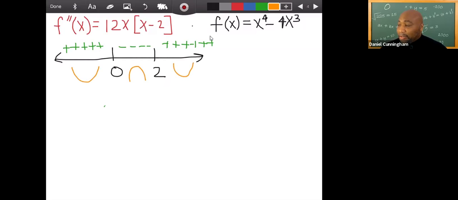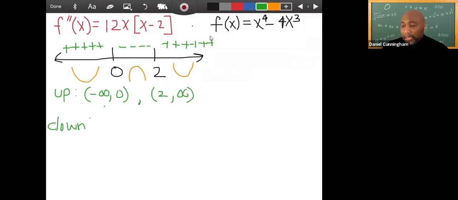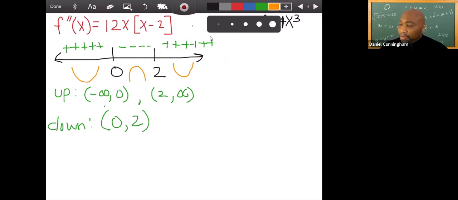So let's write that down. It's concave upward. I'll just say up for right now. And our answer is from negative infinity to 0. And also the last region, the third region, 2 to positive infinity, is concave up. I'll put up. Understand the concavity between 0 and 2 is down, because that's where it's negative. Now we've done the concavity. Let's put a check there.